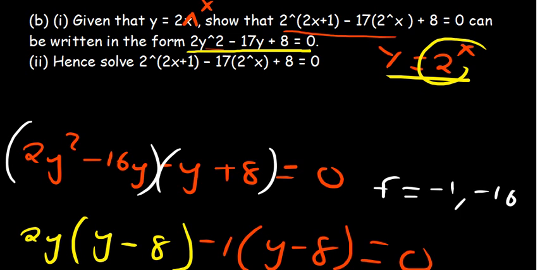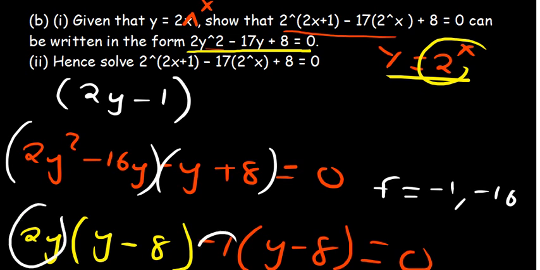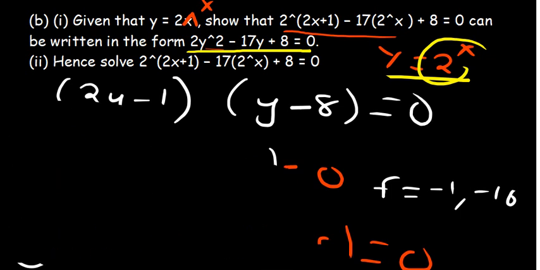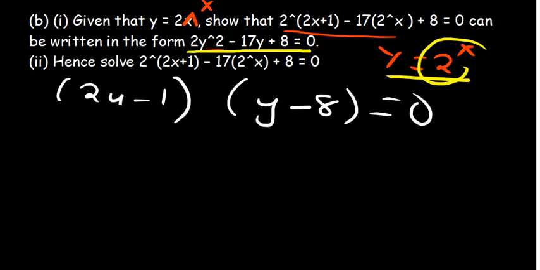Then at that stage, we can group them. So we have 2y minus 1 and y minus 8 being equal to 0. At that point, we are able to find the values of y. You can work with any method. If you want, you can work with the quadratic formula. You still get to a solution.